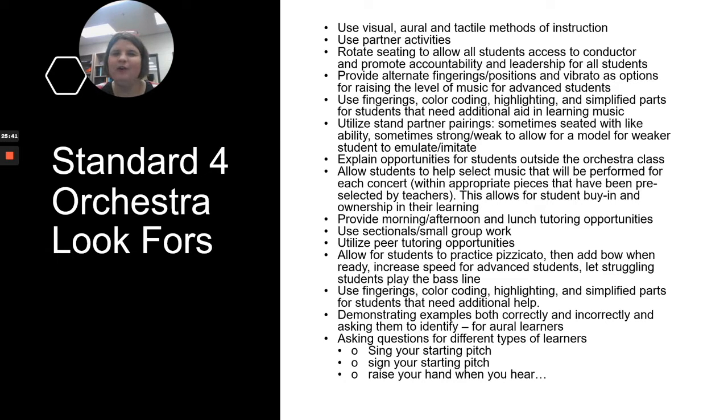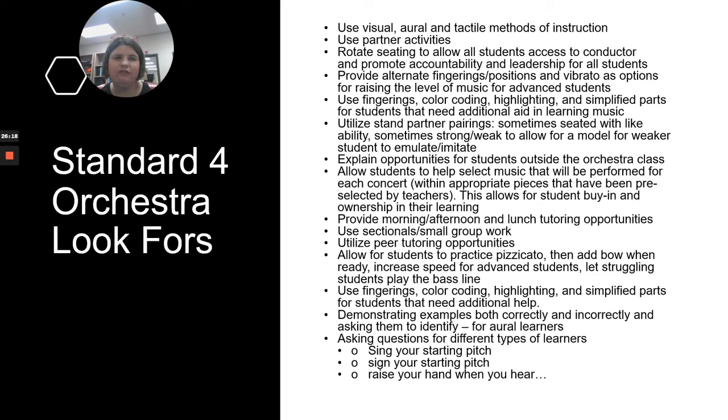Well, they should see me using visual, oral, and tactile methods of instruction. All 3 should be present at different times. They should see partner activities, rotated seating. So they may not see this, but this should be something we do for differentiation, giving different students a chance to sit up front, allowing access to the conductor. Oftentimes we get IEPs and 504s for preferential seating. Well, sometimes that's really tricky because there's only so many preferential seating spots, but we may have 20 IEPs in a room. So rotating seating allows kids to have that access.